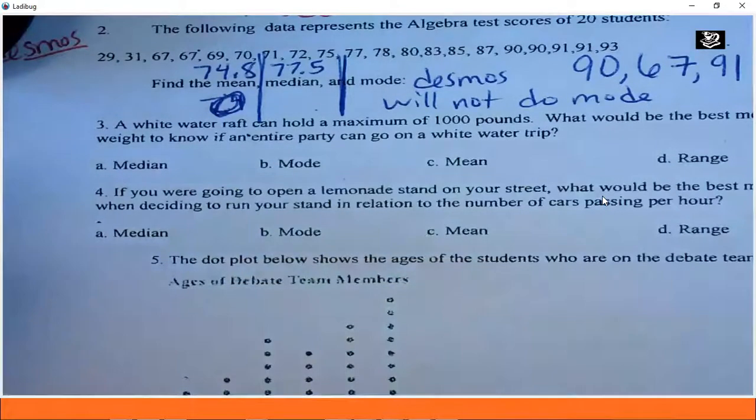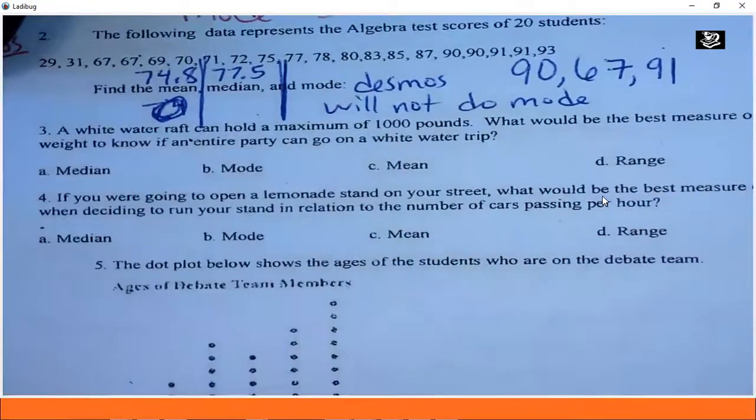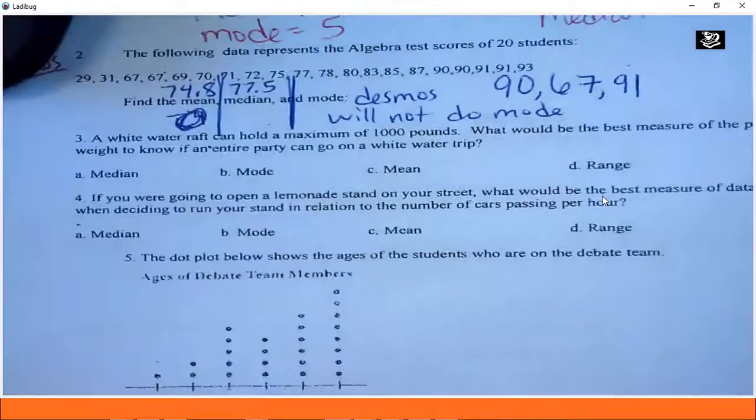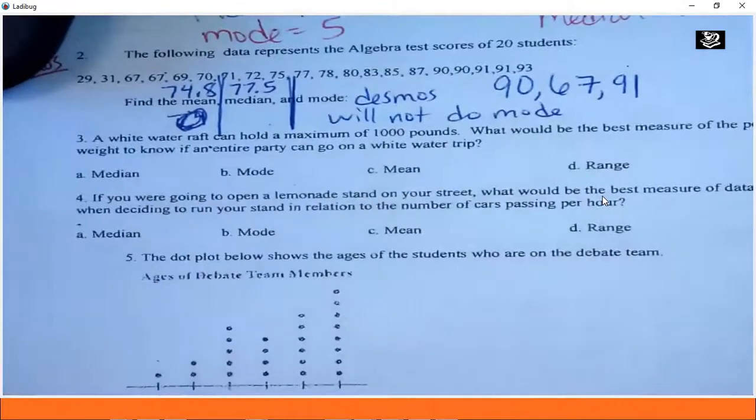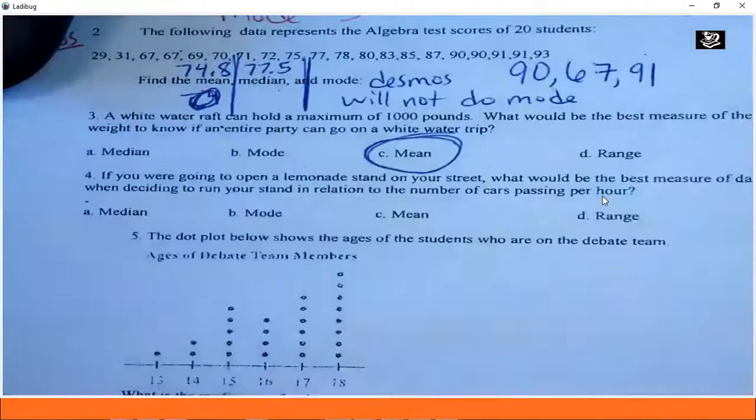All right, number 3, a whitewater raft can hold a maximum of 1,000 pounds. What would be the measure of people's weight to know if the entire party can go on a whitewater trip? If I got a group of people together, what would I need to do with all their weights to see if we could get in the raft? Add them up. Which one of those answer choices involves adding all the numbers up? The mean. So if I was calculating the mean, I could find out if we could go on the raft.